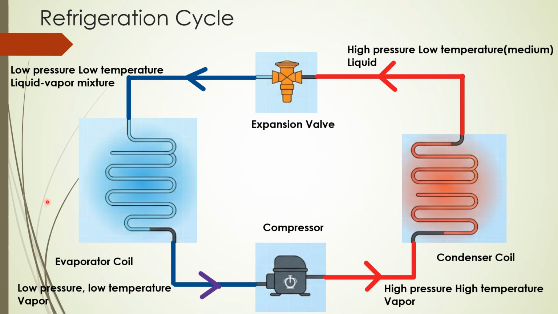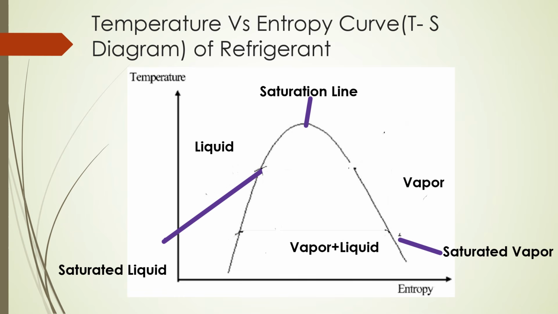Let's understand this deeply using the temperature entropy and pressure enthalpy diagrams of a refrigerant cycle. First, we should get an idea about the temperature versus entropy curve, also called the TS diagram.